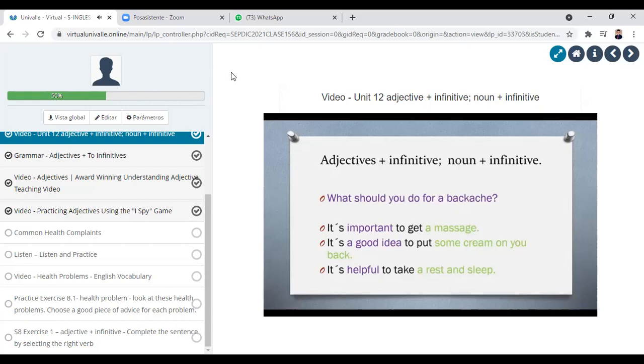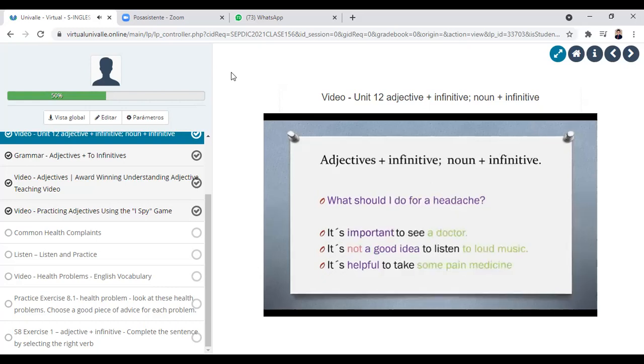So let's continue with the third example. In the third example, we have helpful to take a rest and sleep. In this one, our adjective is helpful, our infinitive is to take, and our nouns are rest and sleep. Okay, so let's take a look at one more example. What should I do for a headache? For example, it's important to see a doctor.